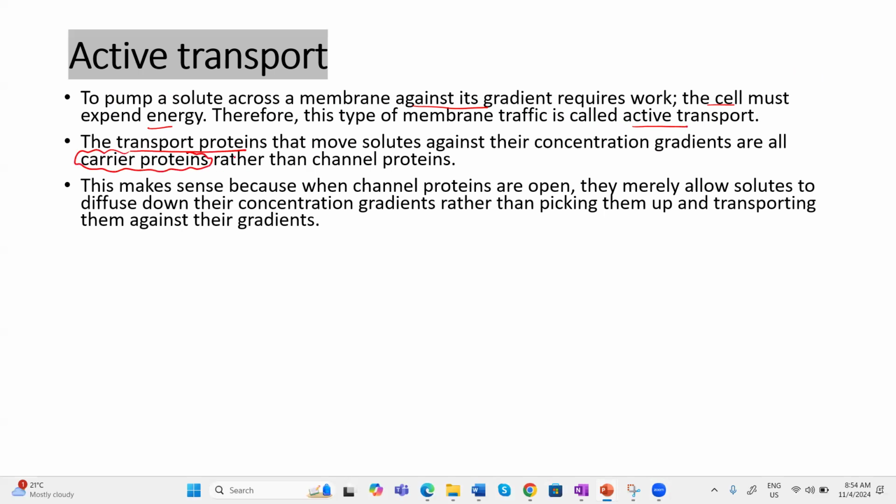Now the transport proteins involved in this are carrier proteins. They are carrier proteins and not channel proteins, because channel proteins allow the solute to go down its concentration gradient, but carrier proteins pick the solute up and transport it against its gradient.